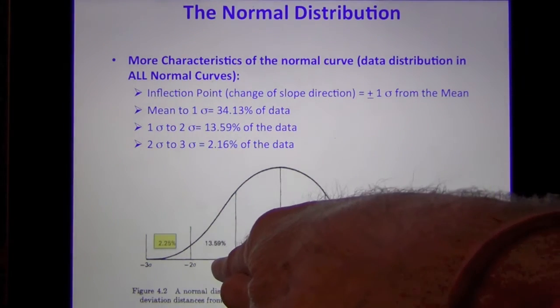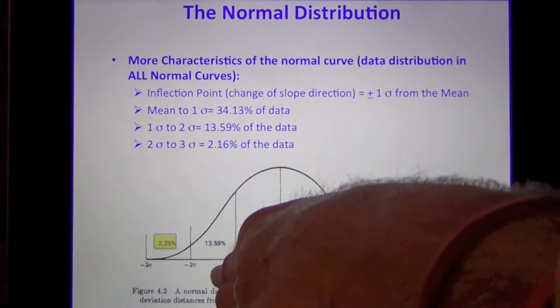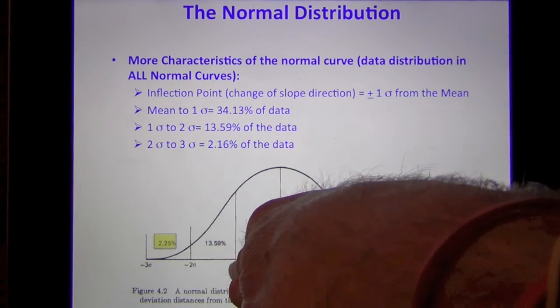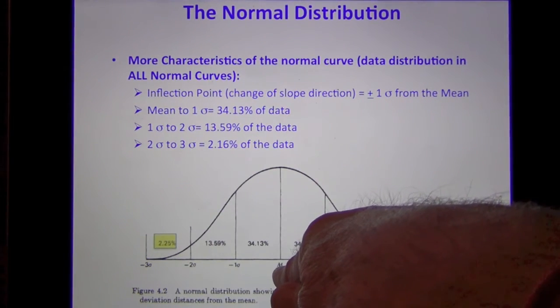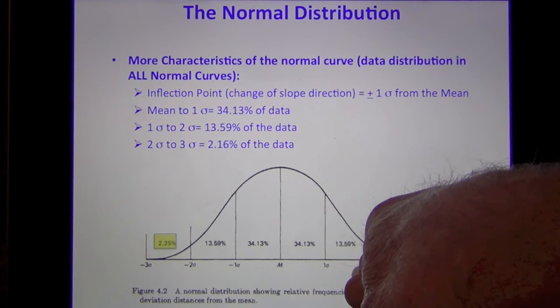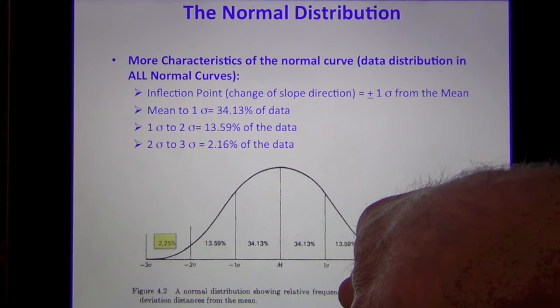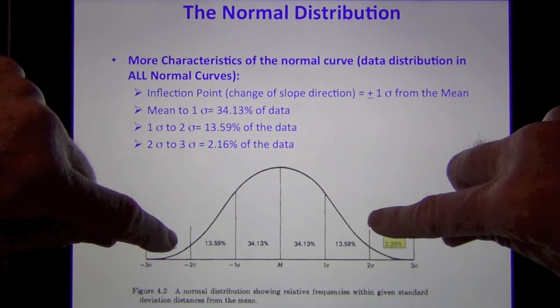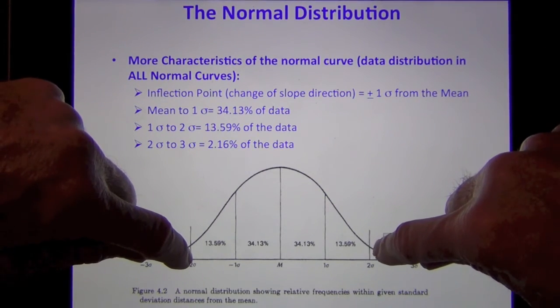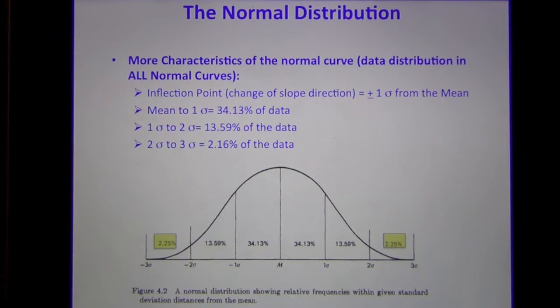13 plus 34 is 47.72% of the values between the mean and two standard deviations below. On the other side of the coin, 47.72% of the values between the mean and two standard deviations above the mean. So if you go the whole distance between two standard deviations below and two standard deviations above in any normal curve, you're going to capture about 95.5% of the data. And that's just a given for a normal curve.